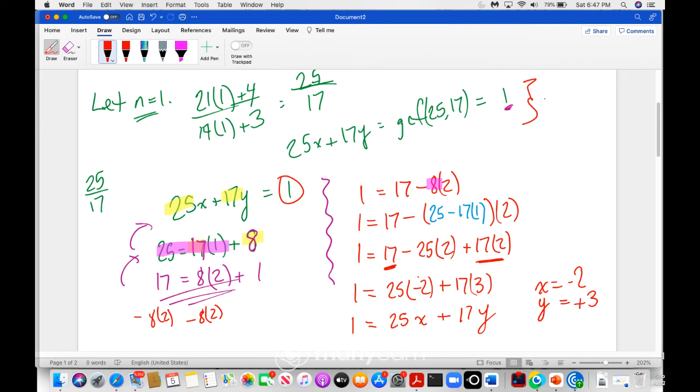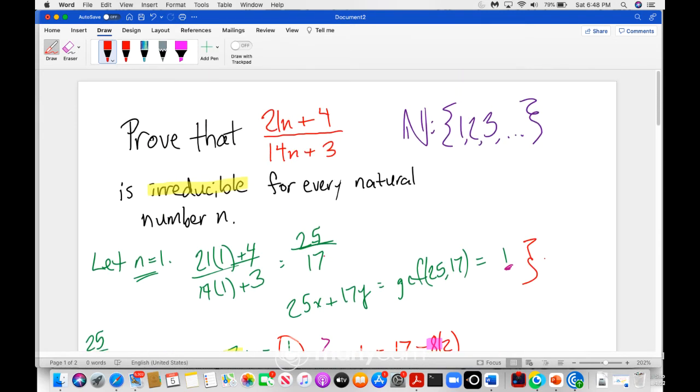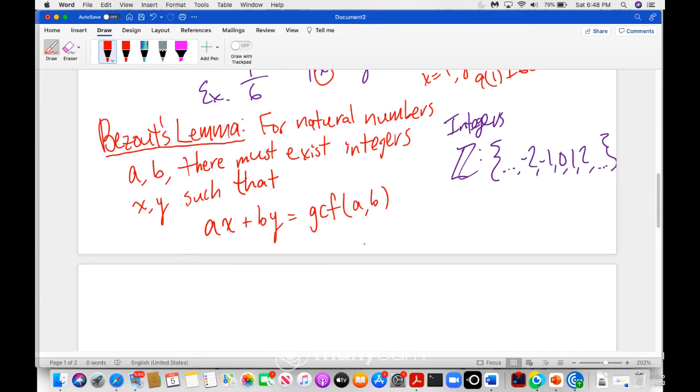Okay? So it stands to reason that if this linear combination works with n equals 1, it turns out that this linear combination will actually work for the general case, but we still have to convince ourselves of that. And the way to do it is to repeat this for the polynomials 21n plus 4 and 14n plus 3. So this is how you do it for numbers, which is actually really cool in and of itself and can be its own separate video at this point. But how do we do it for numbers?